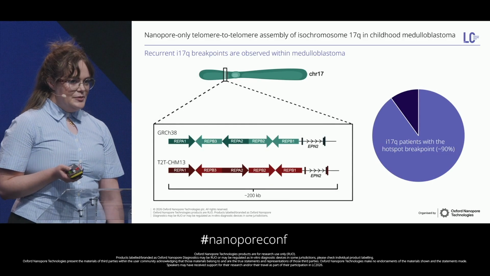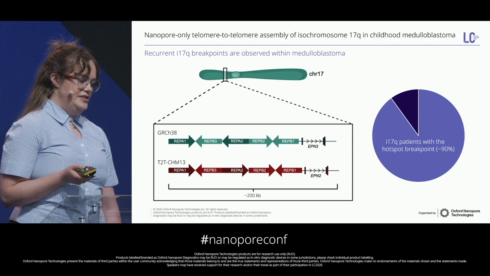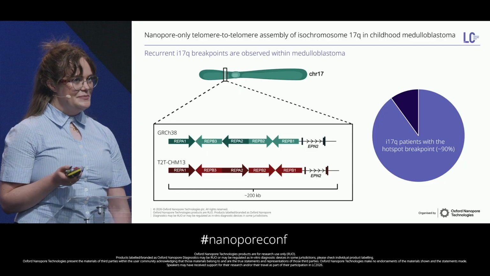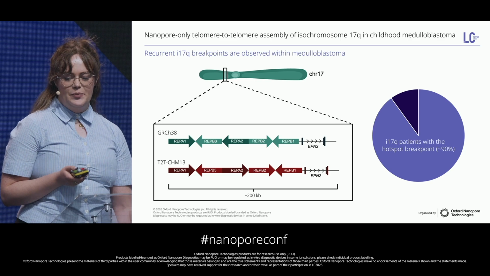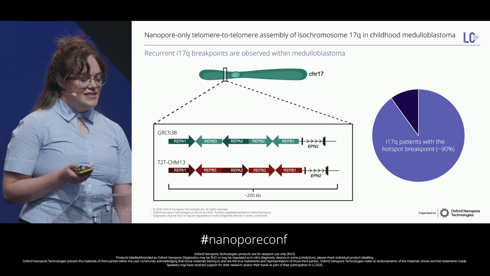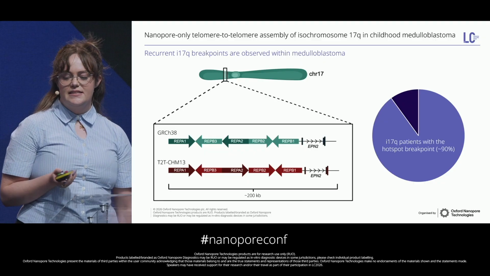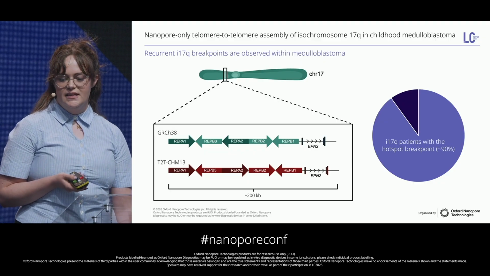So using SNP array analysis, we identified a recurrent breakpoint region on chromosome 17, where 90% of patients who had an isochromosome 17q had a breakpoint within it. This region is characterized by segmental duplications, these large repeat units with really high sequence identity.